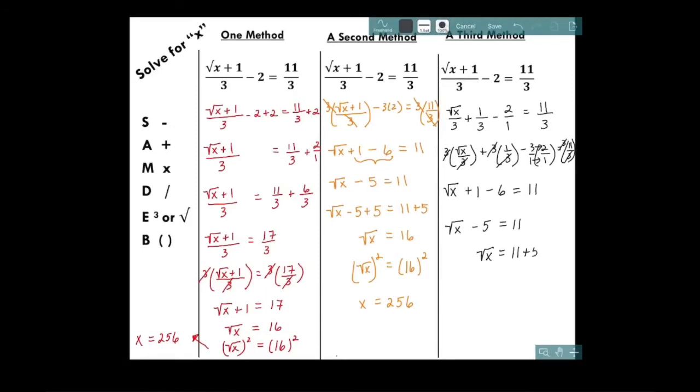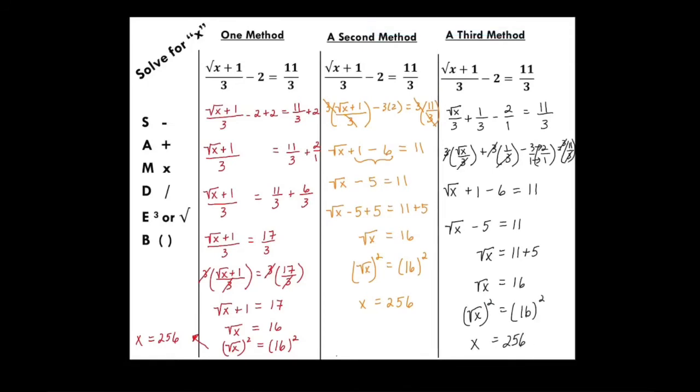Then, like before, we gather like terms, and we can add 5 to each side of the equal sign, giving us root x equals 16. Squaring both sides gives us 256. We see the same answer using 3 different methods.